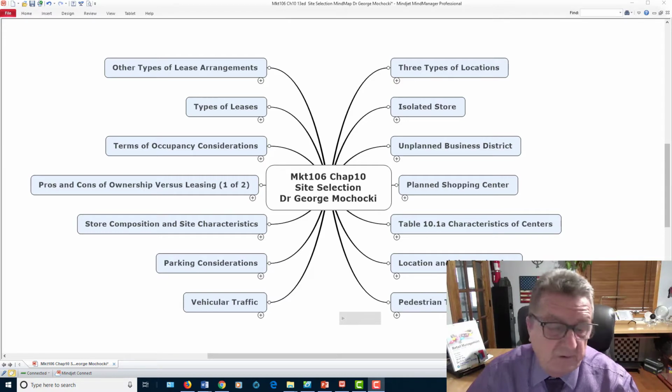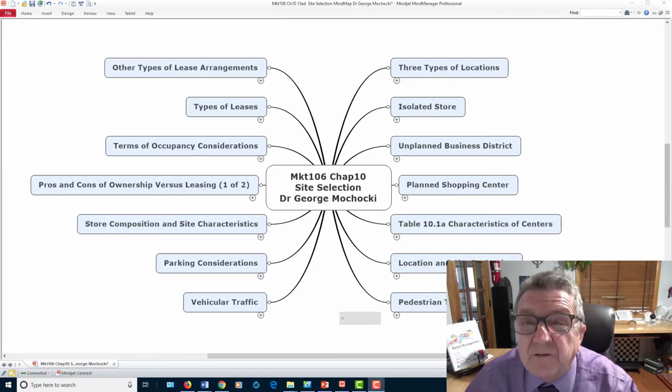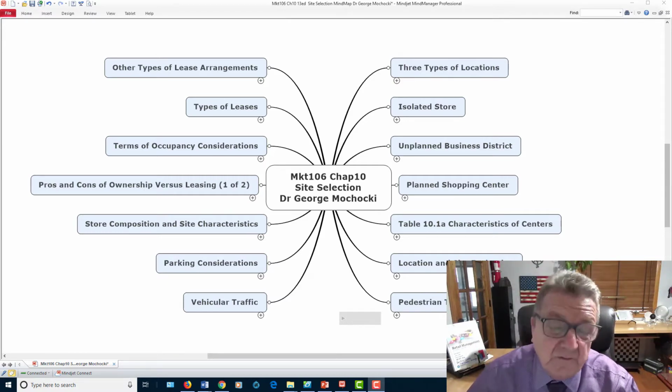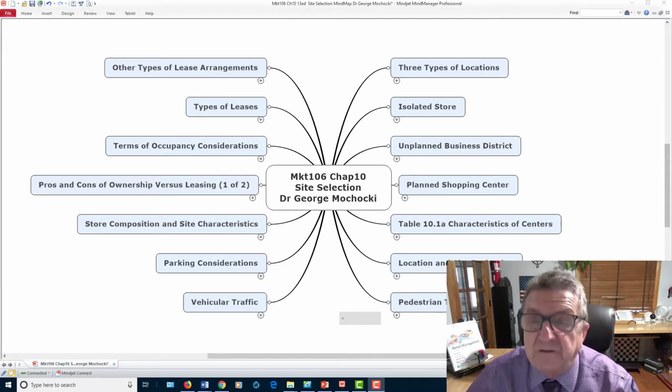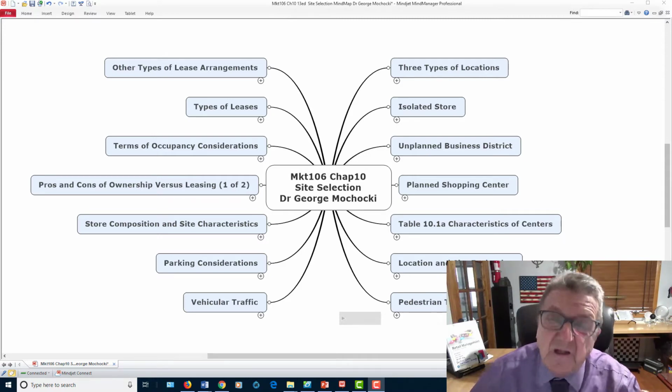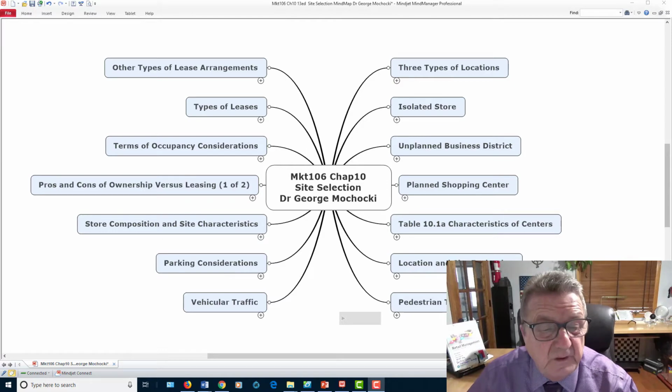Okay, so I'm looking at vehicle traffic. I'm looking at parking considerations. How close do I park? How many parking spots do I have? Store composition and characteristics of the site. Does it complement the other stores around me? In terms of occupancy, types of leases. Do I buy or do I rent? Pros and cons of leasing, renting, and other types of lease agreements that you could negotiate.